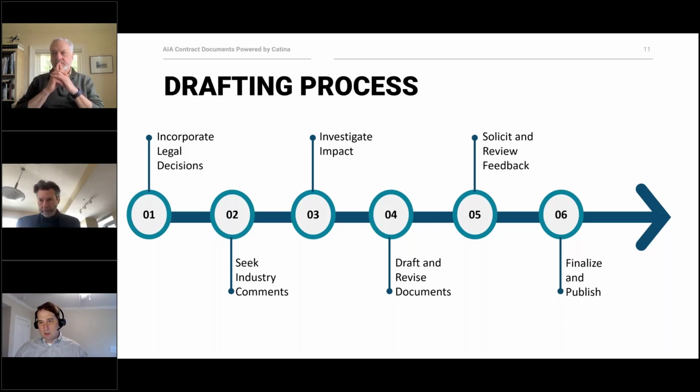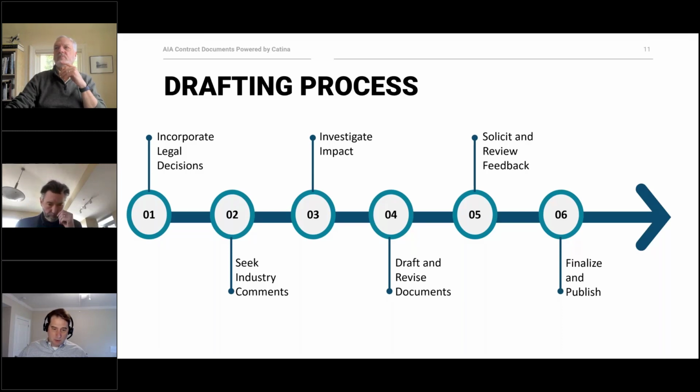We are constantly researching legal decisions to see what has happened in the interim from when we release a draft to when we revise it. We also go through the process of constantly seeking industry comments and feedback, investigating the impact of legal decisions and practice changes in the industry in the 10 years that a document is out. And then we begin the drafting and revision process.